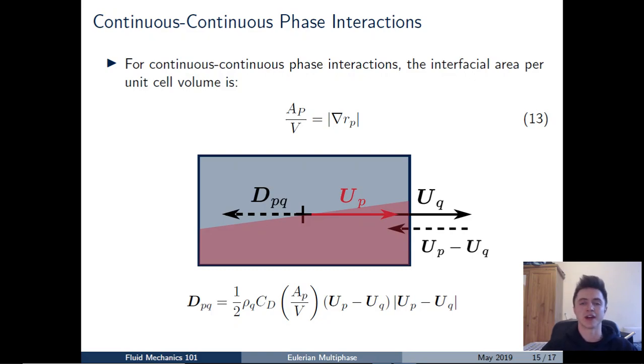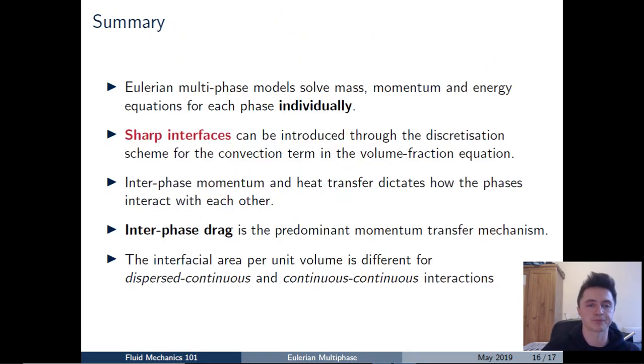If we have our two phases, our primary phase and our secondary phase, moving at velocities UP and UQ, then the drag force acts in the same direction as the difference in velocities. So in this case, the drag force will act to decelerate phase Q, and equal and opposite, it will act to accelerate phase P. And so that's the key momentum transfer mechanism in Eulerian model equations.